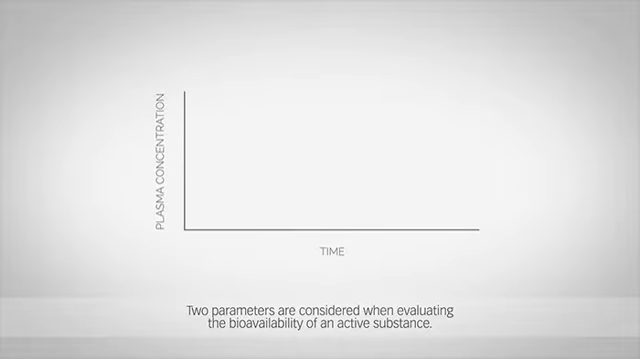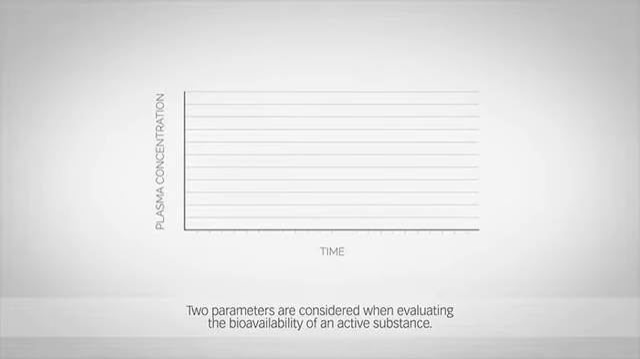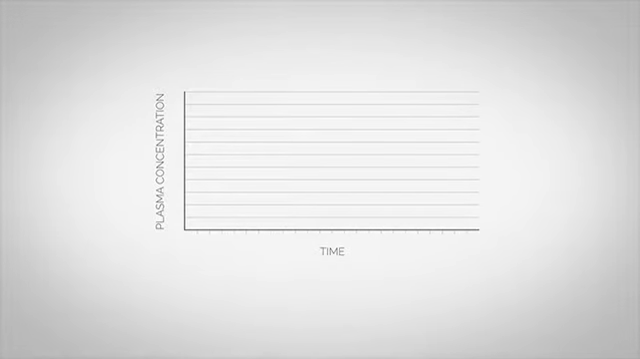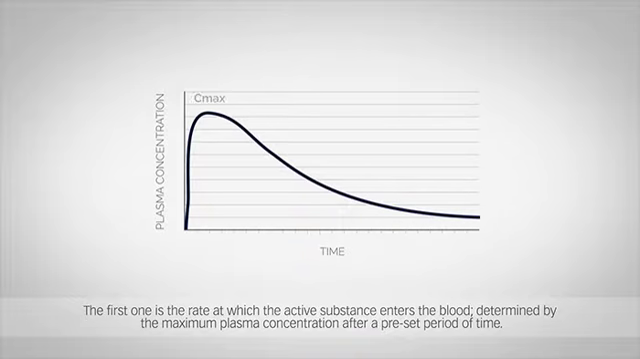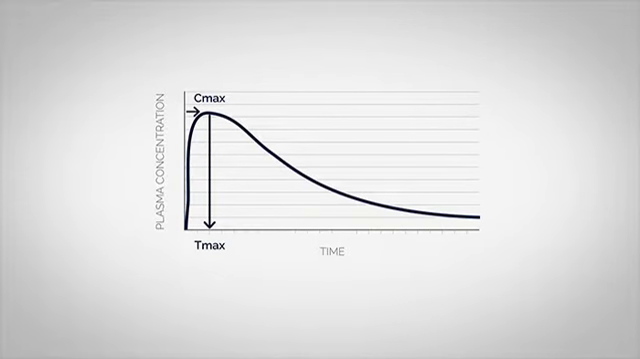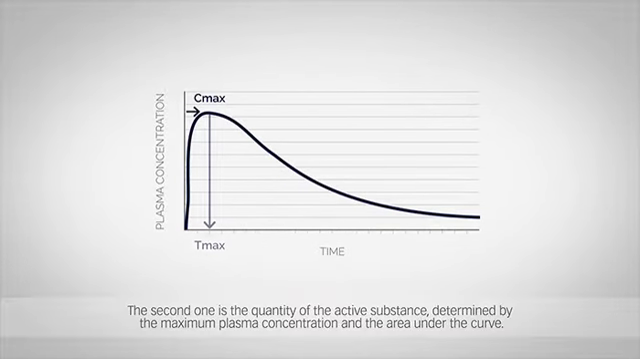Two parameters are considered when evaluating the bioavailability of an active substance. The first one is the rate at which the active substance enters the blood, determined by the maximum plasma concentration after a preset period of time. The second one is the quantity of the active substance, determined by the maximum plasma concentration and the area under the curve.